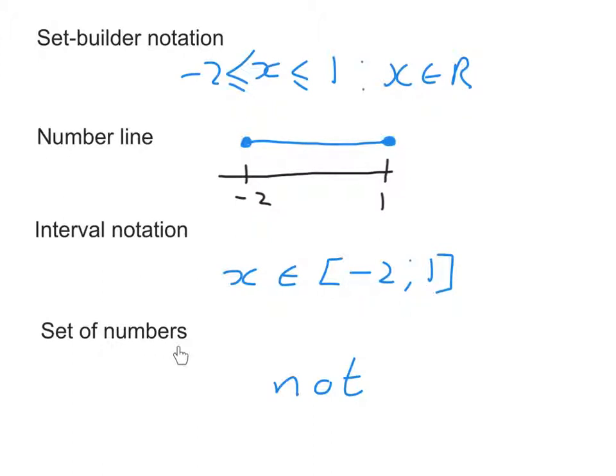You cannot put a set of numbers down here. Think about it logically. You can give me -2, you can give me 1, but no numbers in between. So I can't write an example of the numbers that I want. There are too many of them. So we can't use a set of numbers in this answer.